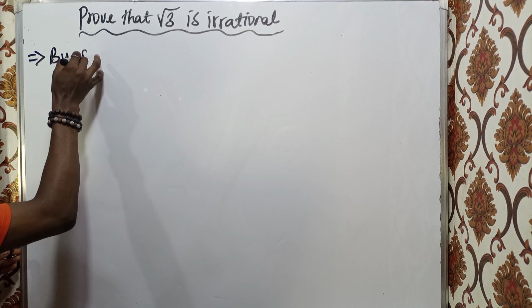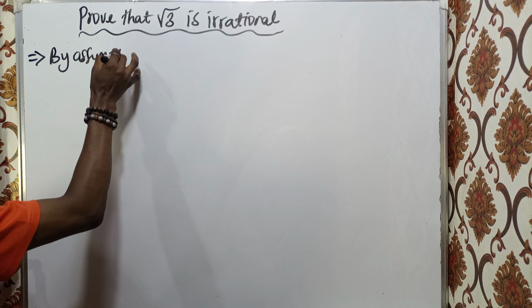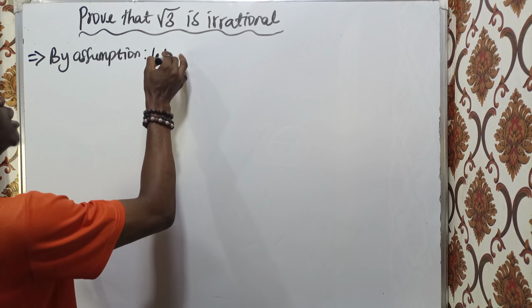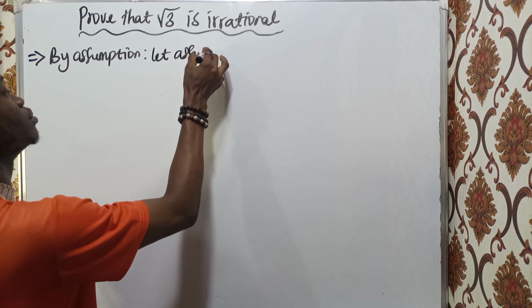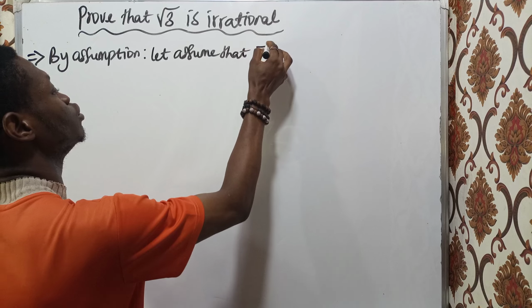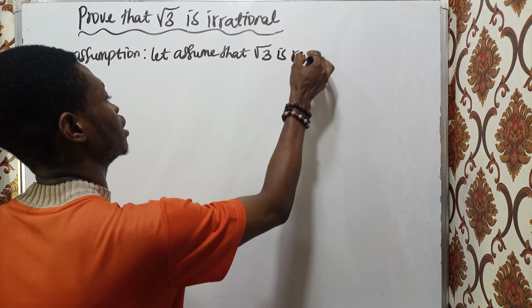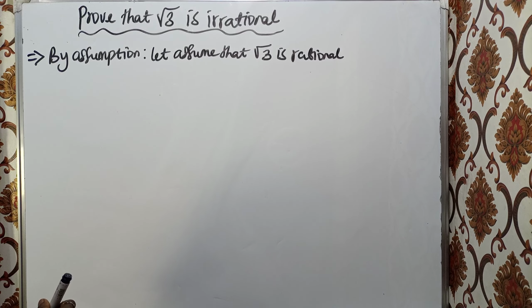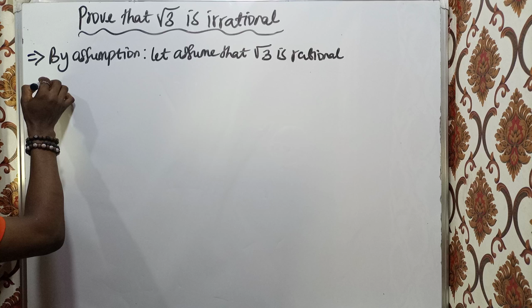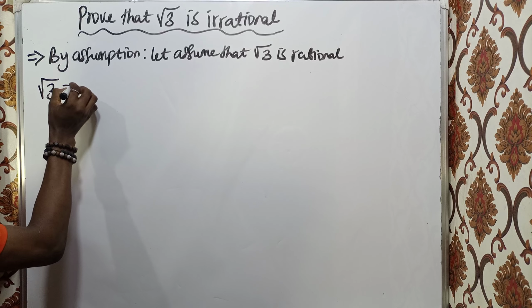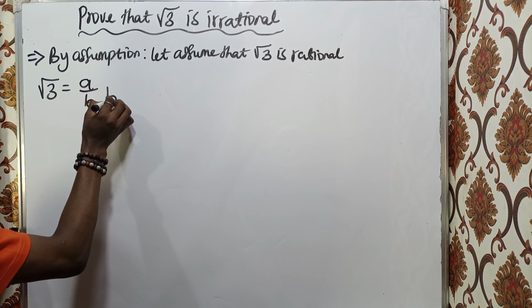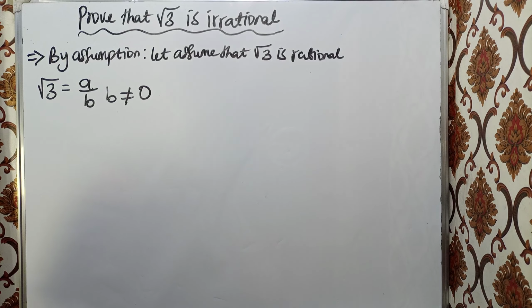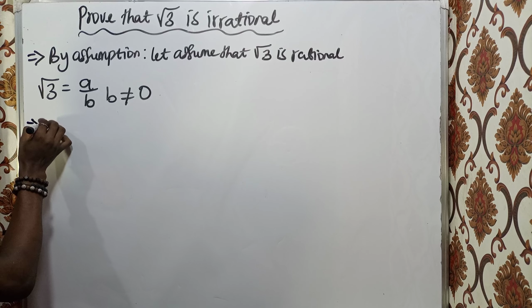proof by assumption. Let's assume that root 3 is rational. So our first assumption is that root 3 is rational. If root 3 is rational, therefore root 3 is equal to A over B, where B is not equal to 0.